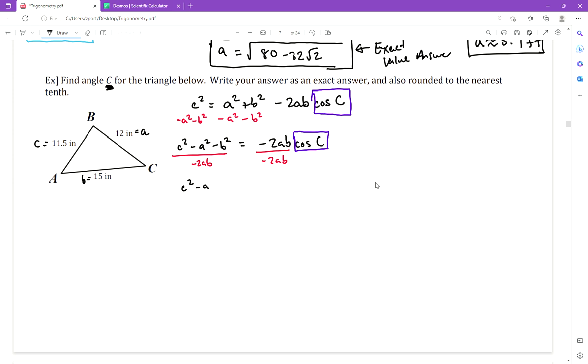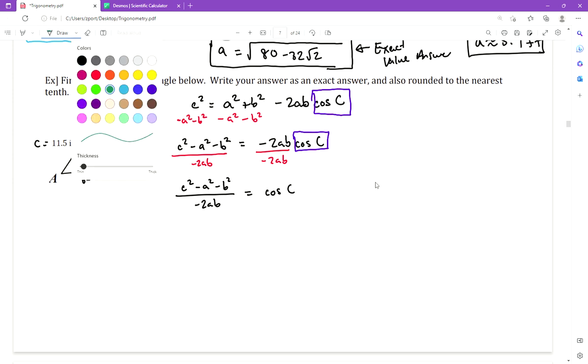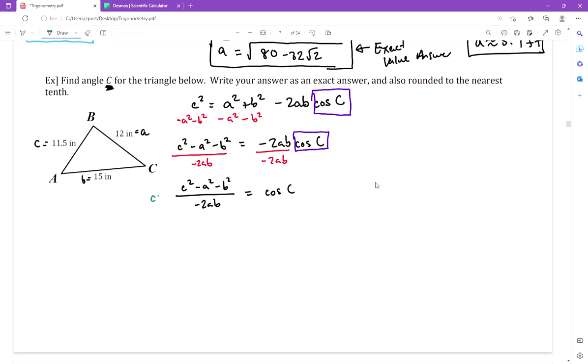c squared minus a squared minus b squared over negative 2ab is cosine of C. Okay, and now we have to go back and think, well, I do want the angle, so I want just C by itself. To get that, I need to use inverse trig. So we need to do the cosine inverse of both sides.